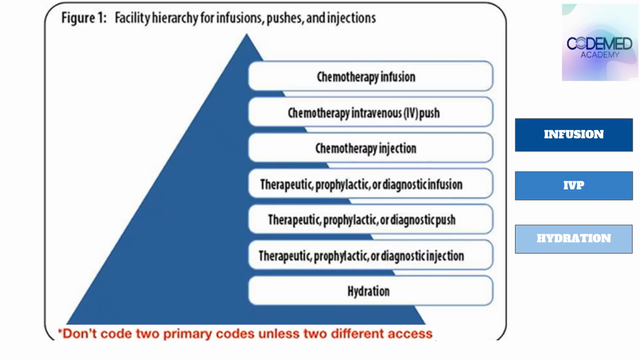Now, whenever we are looking at the hydration chapter, one must understand the hierarchy. And what is hierarchy? Chemotherapy infusion is at the top, followed by chemotherapy intravenous push and chemotherapy injection. Then comes the therapeutic, prophylactic, diagnostic infusion, followed by IV push and followed by therapeutic injection, and the last comes hydration. So if you look at this particular pyramid very carefully, you will see that infusion is at the top, followed by IV push and then the hydration. So this is a very, very important hierarchy.